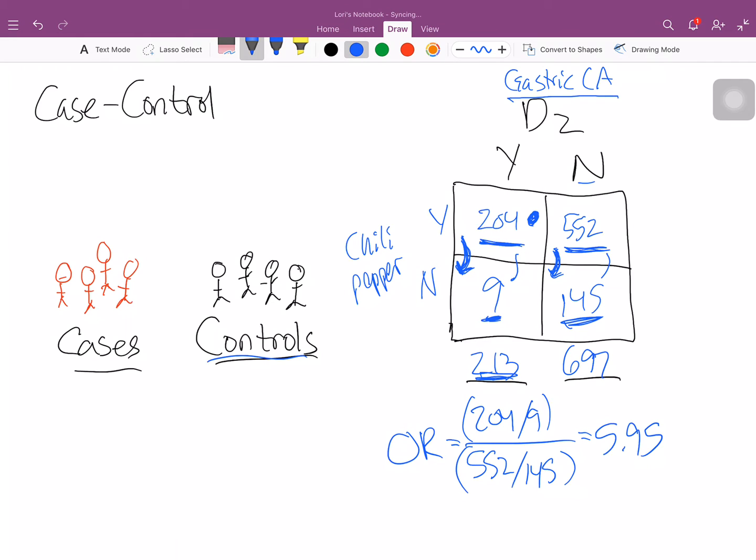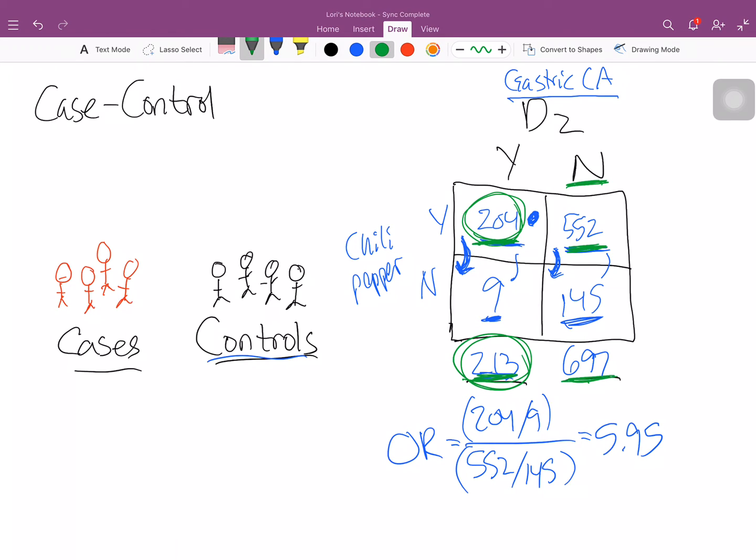And so what that means is that the cases are much more likely to be in the yes category than the non-cases are. And if we think about it, the non-cases could be considered our baseline. If we have 697 people, we would expect 552 of them, or whatever that percentage, to eat chili peppers, to be exposed to chili peppers. However, when we got this 213, it looked like a much higher percentage ends up in the chili pepper category. So that tells us something about the relationship between chili peppers and gastric cancer.